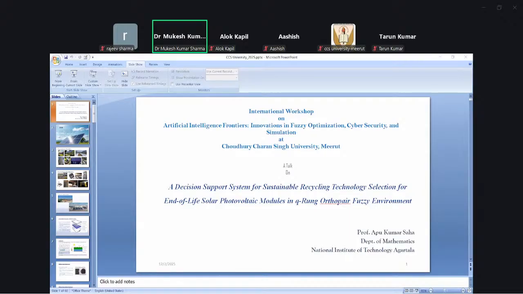This is scalar multiplication. See, the scalar multiplication is a bit different from the others in the Q-rung orthopair fuzzy set. For k times F, it is the qth root of 1 minus (1 minus mu power q) whole power k for membership, and only sigma power k for non-membership. So these are the operations.